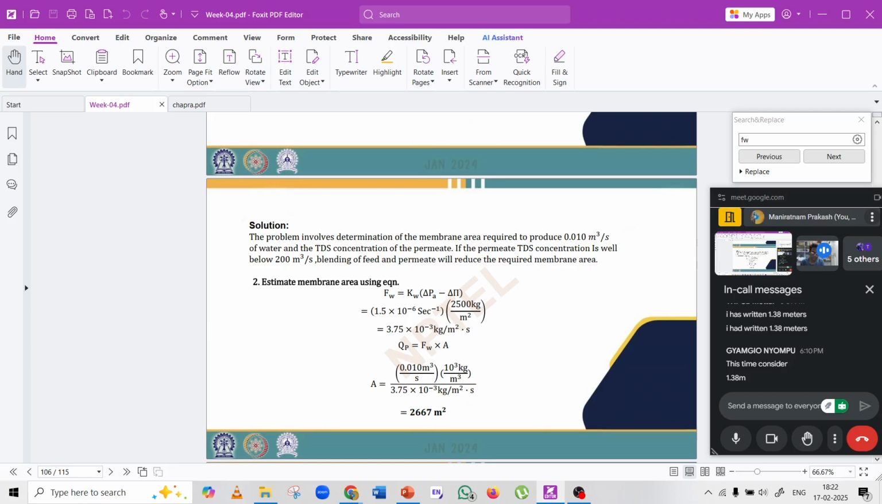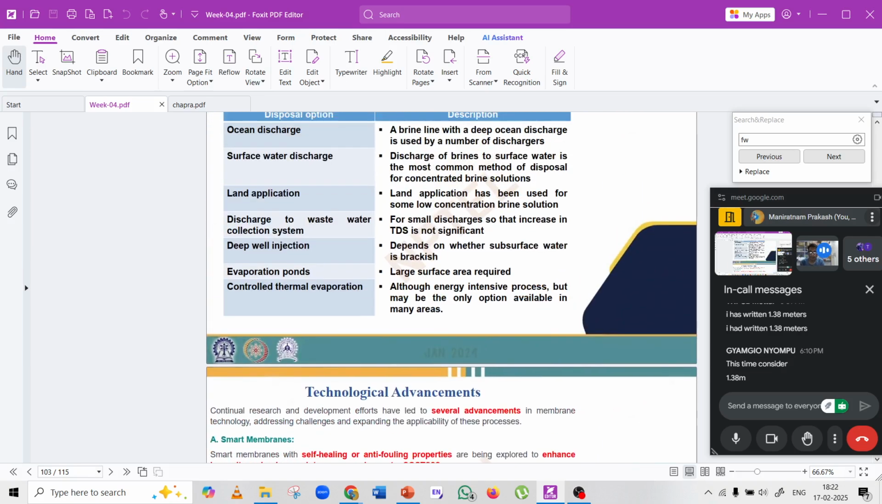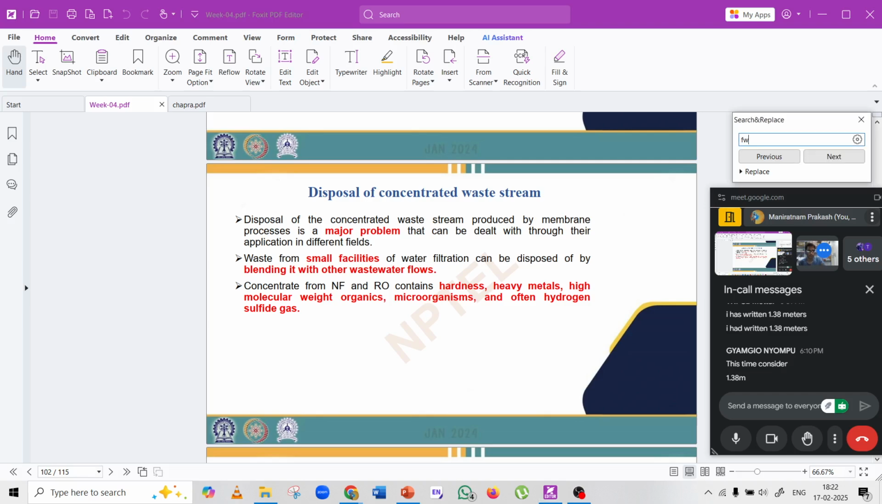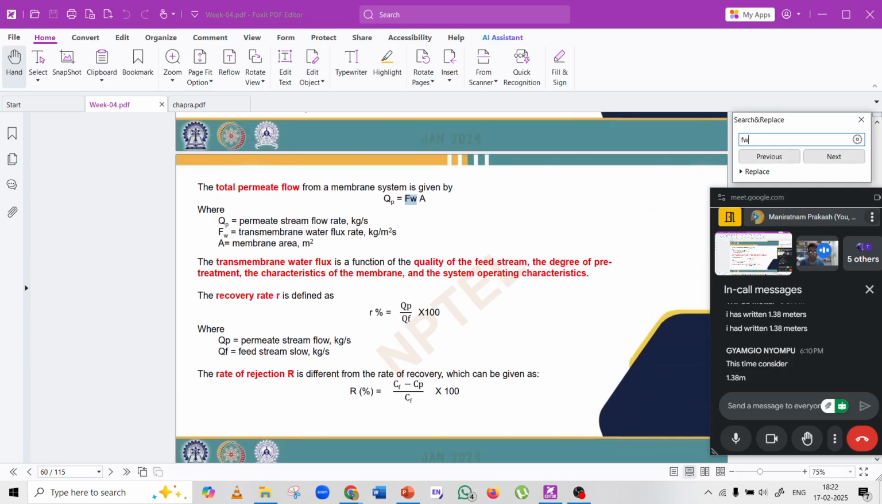This Fw is flux. This Q, the flow, is equal to the flux times area. If you remember, this flow has a unit of meter cube per second, but here we are talking in the form of the permeate stream flow rate, in the sense of concentration. That's why the unit here is kg per second.